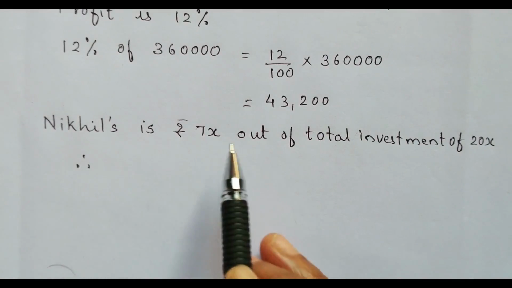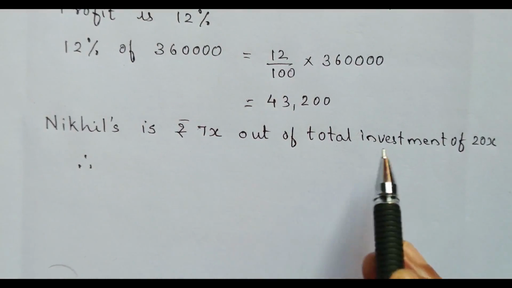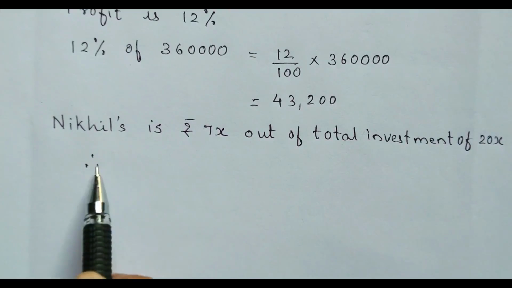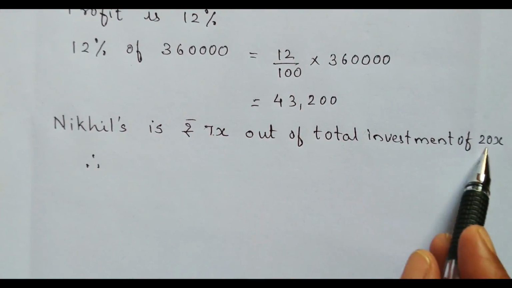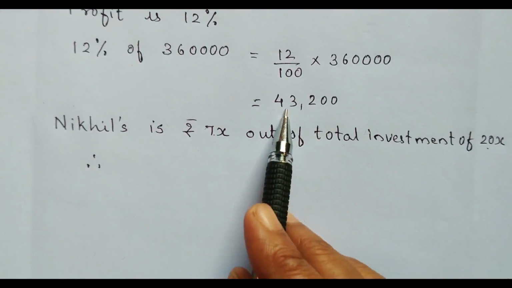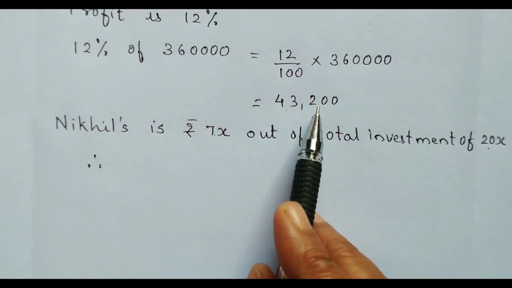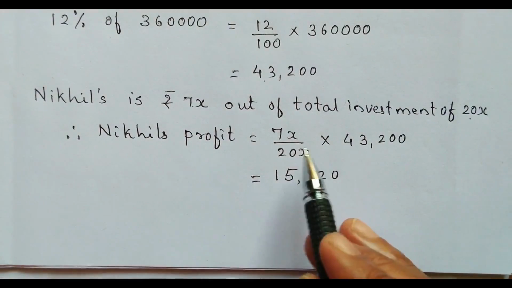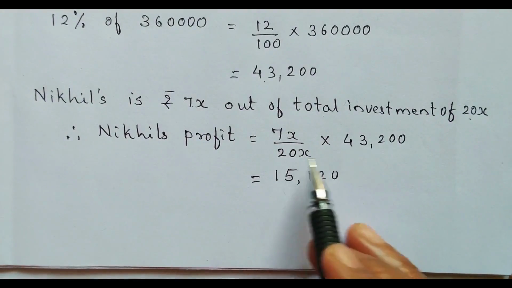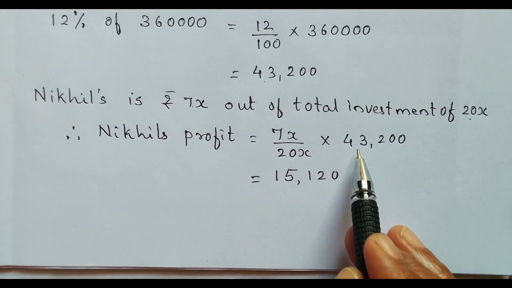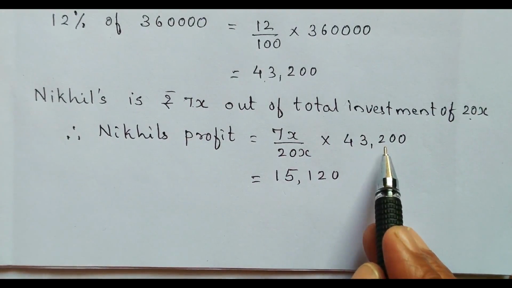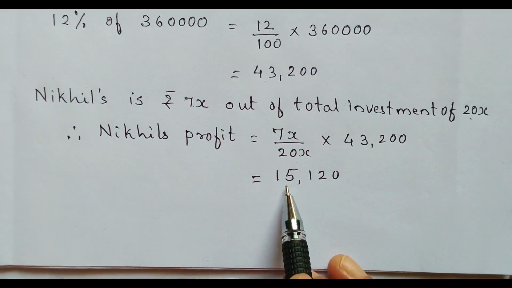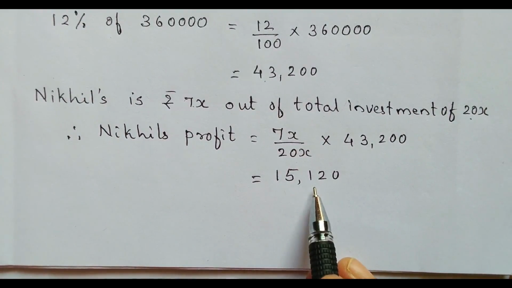Now Nikhil's contribution is 7x out of a total investment of 20x. So Nikhil's profit will be 7x upon 20x multiplied by 43,200. Therefore, Nikhil's profit is 7x upon 20x multiplied by the total profit, that is 43,200. And after calculation, you will get Nikhil's profit as 15,120 rupees.